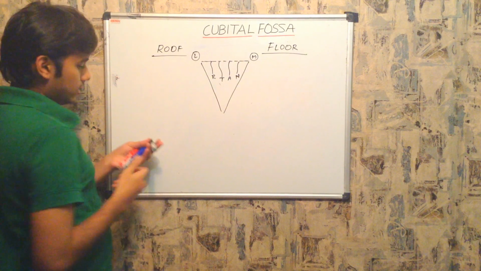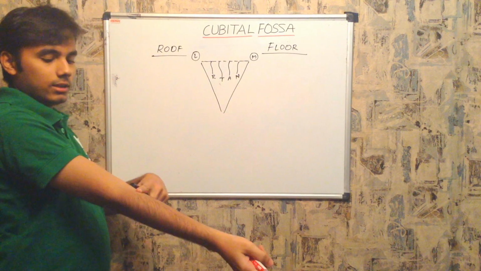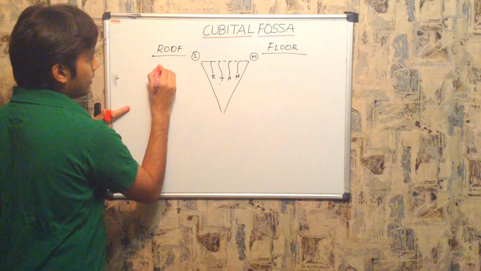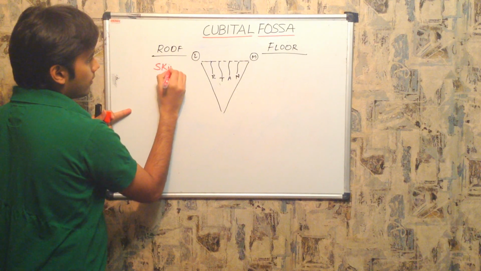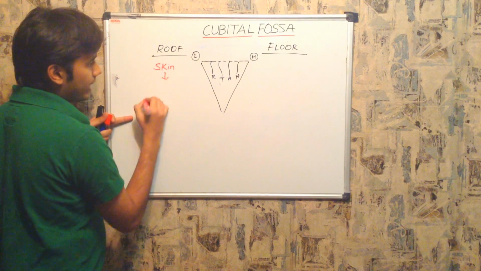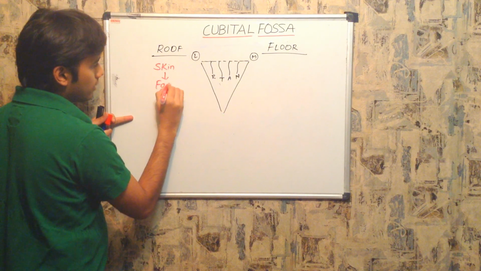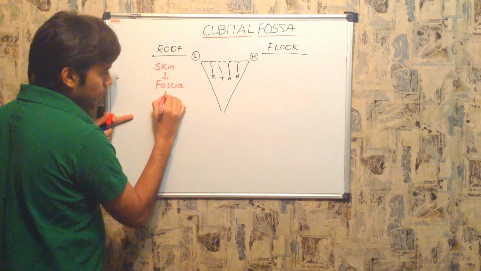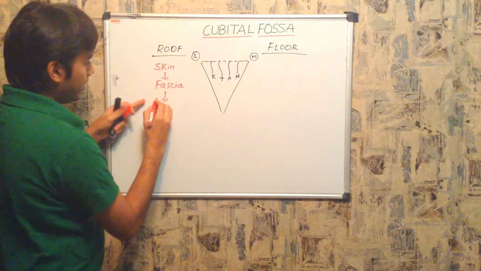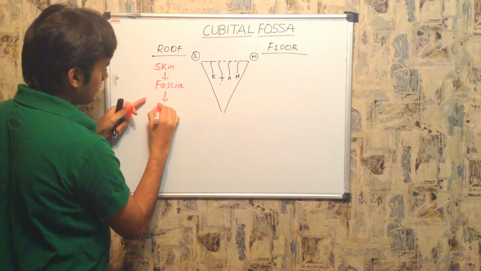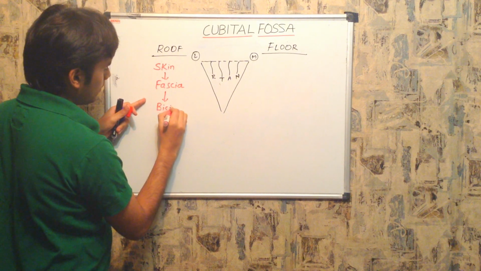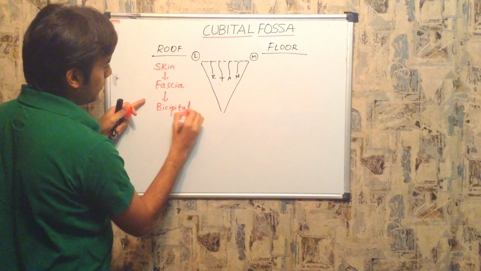So as we see, the structures that are forming the roof are, superficially, we find skin. Just below the skin we find fascia, and just below the fascia we find bicipital aponeurosis.